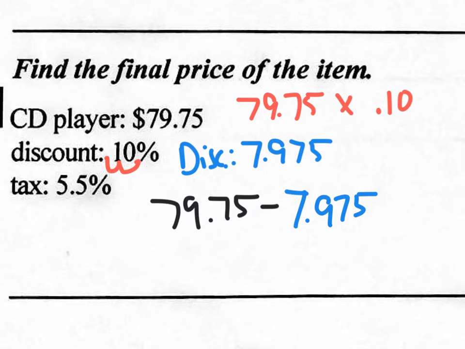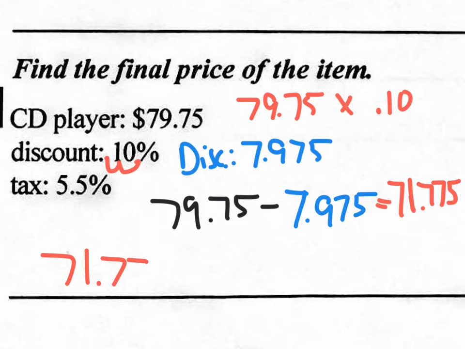So when we do 79.75 take away 7.975, what do we get? 71.775. Okay, so that's our new price. That's our discounted price, taking the 10% off. And now I need to find taxes on that 71.775. So I'm going to take the 71.775 and multiply it by the taxes, which is 5.5%.